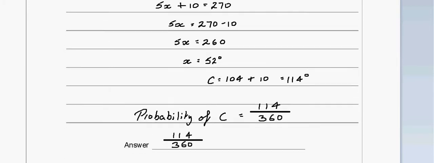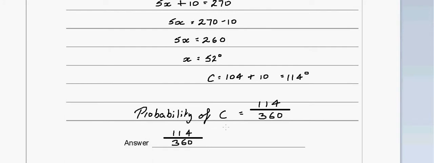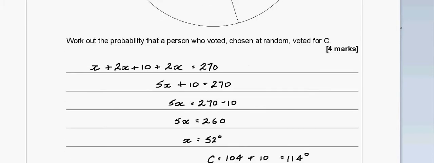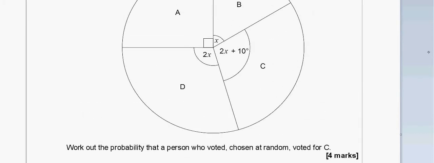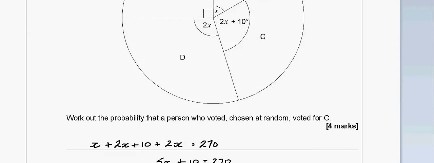And then, being the good boy that I am, the probability of C would be 114 of the 360 degrees. Okay, there's no need to cancel down the fraction, we can leave it as that, as it's a probability. So 114 of the 360 voted for C, or at least that's the probability.